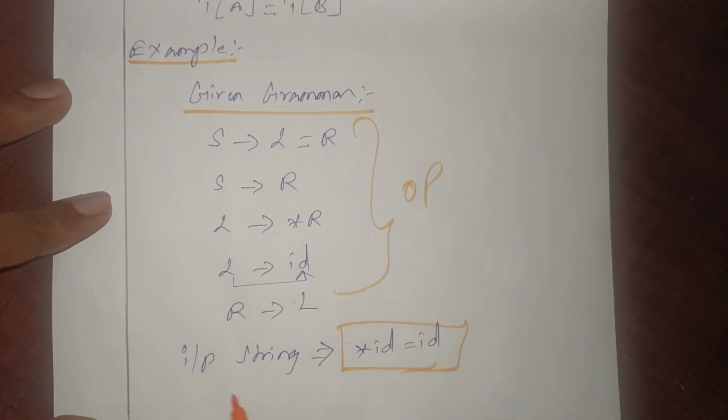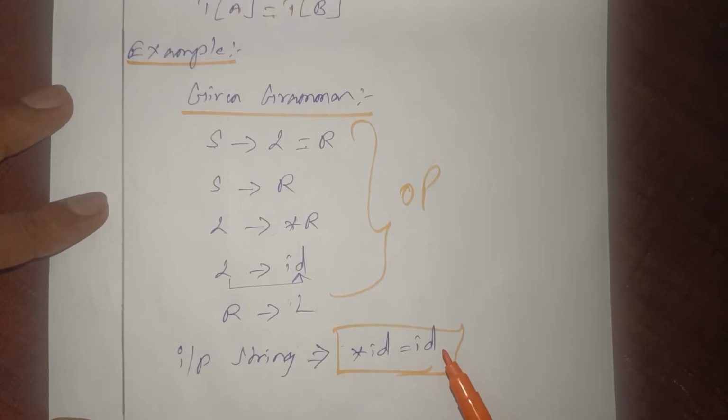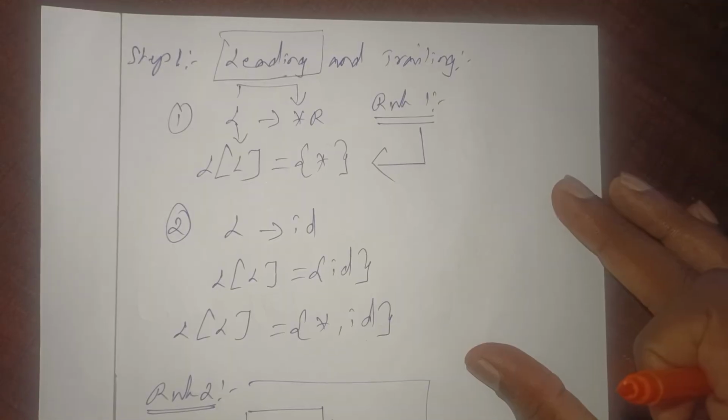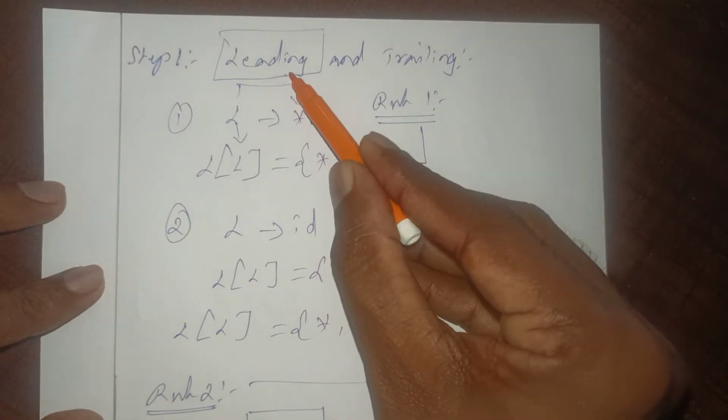Now this grammar is given, and this is the input string: asterisk id is equal to id. With this we are going to apply rule number 1 in leading. That is the first step. You can see rule number 1 in leading, so we need to take the given grammar to which this leading rule is applicable.